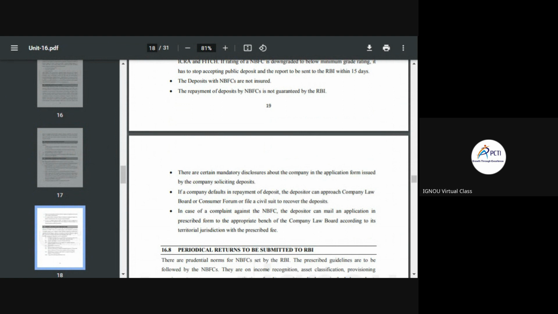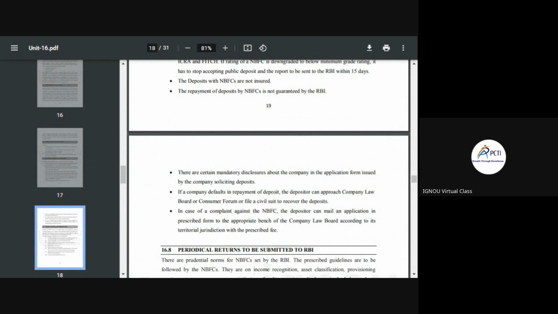There are certain mandatory disclosures about the company in an application form that is issued by the company soliciting deposits. If the company defaults in repayment of deposits, the depositor can approach the company law board or consumer forum or file a civil suit to recover the deposit. In the case of a complaint against the NBFC, the depositor can mail an application in prescribed form to the appropriate bench of the company law board according to its territorial jurisdiction with the prescribed fees.